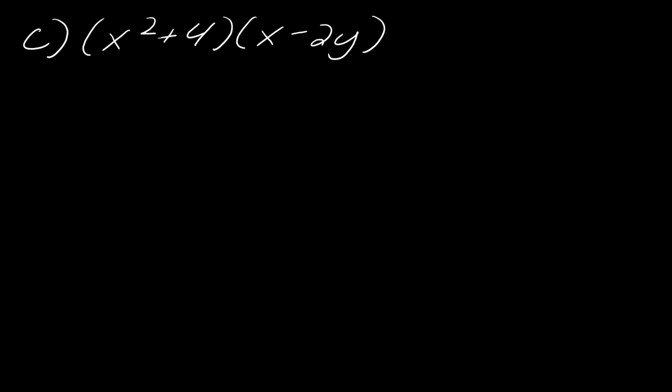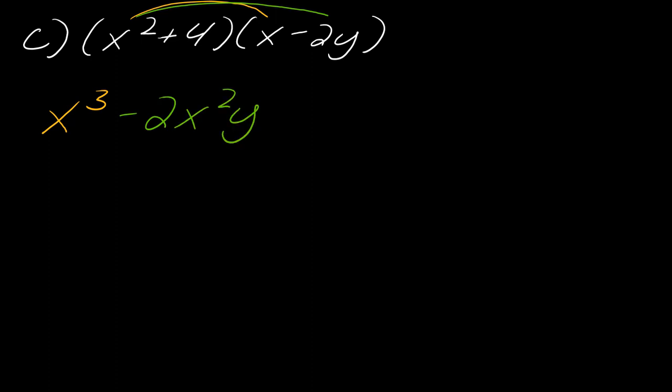So now I have x's and y's in here, so this one's a little different from what we've been doing so far. I've got x squared times x, which is going to give me x cubed. I've got x squared times negative 2y, so this will be minus 2x squared y. 4 times x will give me 4x. And then 4 times negative 2y will give me negative 8y.